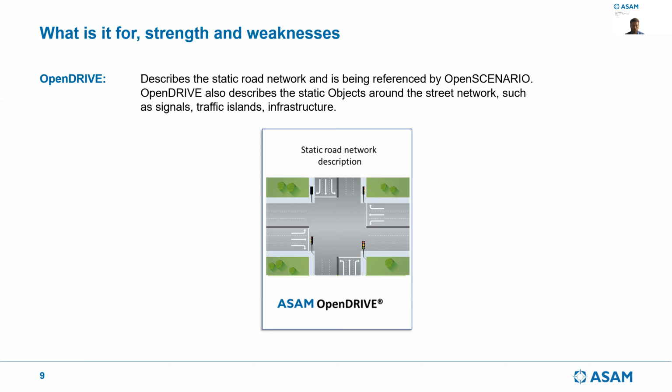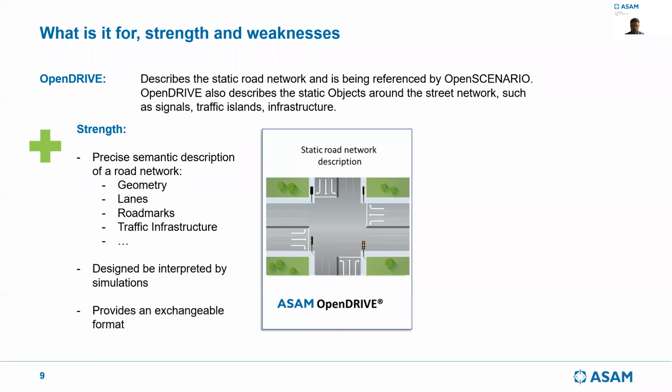So OpenDRIVE is a format for describing static road networks and can be referenced by OpenScenario. You don't need to, but we recommend doing that. It will help you describe all the semantics of the road network, such as traffic lights, for example, or signals, road marks, how many lanes there are, what's the shape of the road, all of that. And that's the strength of OpenDRIVE, right? Having that precise semantic description of a road network with geometry, lanes, road marks, the traffic infrastructure. OpenDRIVE is designed to be interpreted by simulations and provides an exchangeable format.